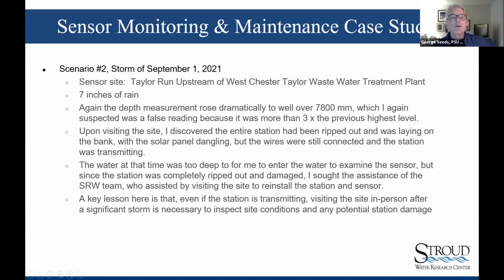Okay, scenario number 2, also on Taylor. Again, after 7 inches of rain on September 1st, the depth measurement rose to well over 7,800 millimeters, which I knew again was a false reading. I visited the station again and found that the entire station had been ripped out and was laying on the bank with a solar panel dangling, although still connected.